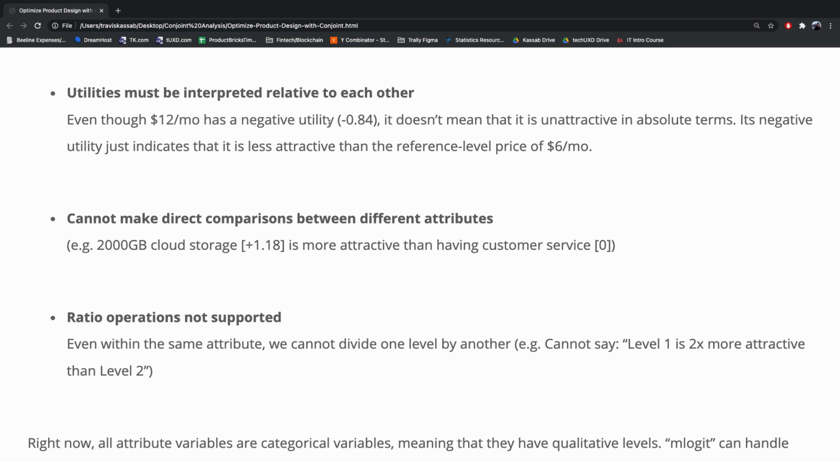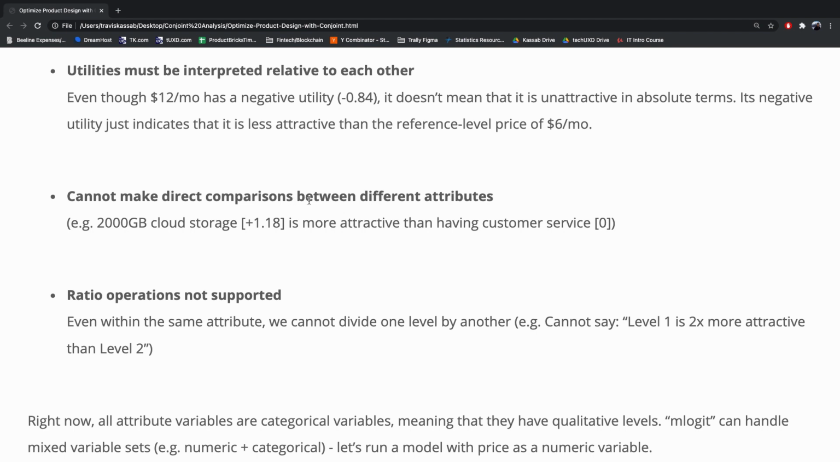Even though $12 a month has a negative utility, negative 0.84, it doesn't mean that it is unattractive in absolute terms. So $12 a month, it doesn't mean that that's terrible for everybody and nobody could see purchasing this product for $12 a month. No, the negative just indicates that it is relatively less attractive than the reference level, which is $6 a month. So that's technical, but it's important.